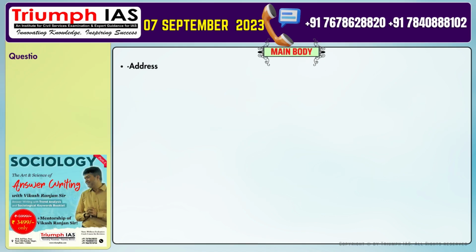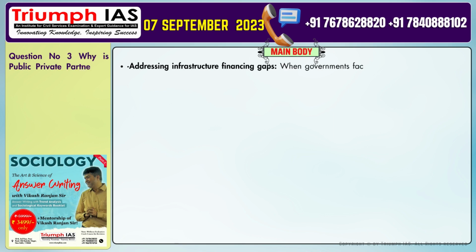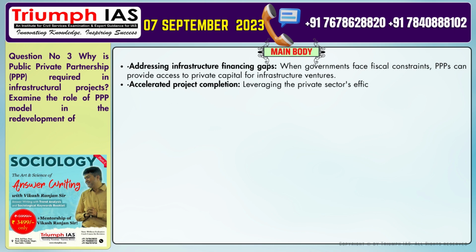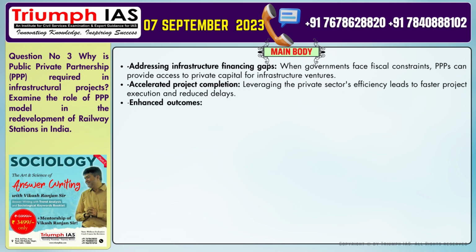Main body of the answer. Number 1. Addressing infrastructure financing gaps. When governments face fiscal constraints, PPPs can provide access to private capital for infrastructure ventures. Number 2. Accelerated project completion. Leveraging the private sector's efficiency leads to faster project execution and reduced delays.